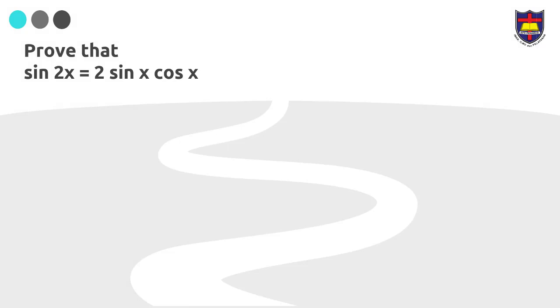So, for today's formula, we will prove that sine 2x equal to 2 sine x cos x. So this is double angle that you can check. You can upgrade x become 2x. First, how to prove it?